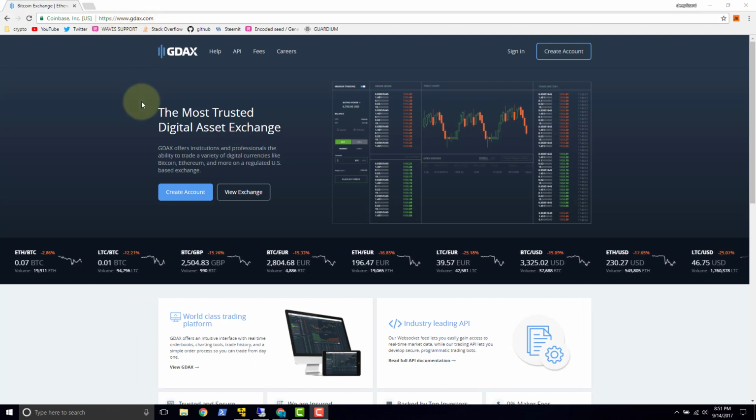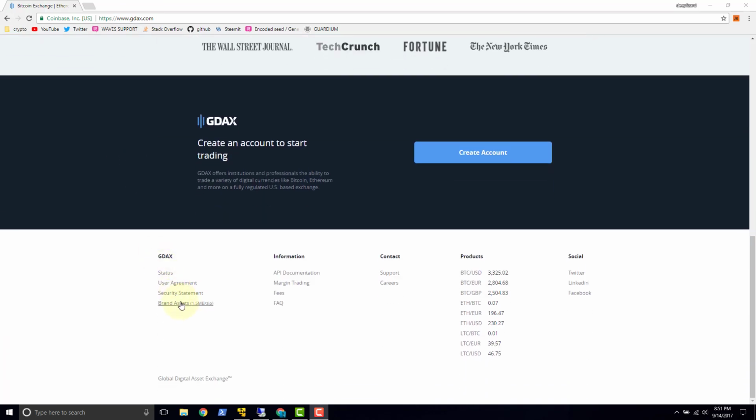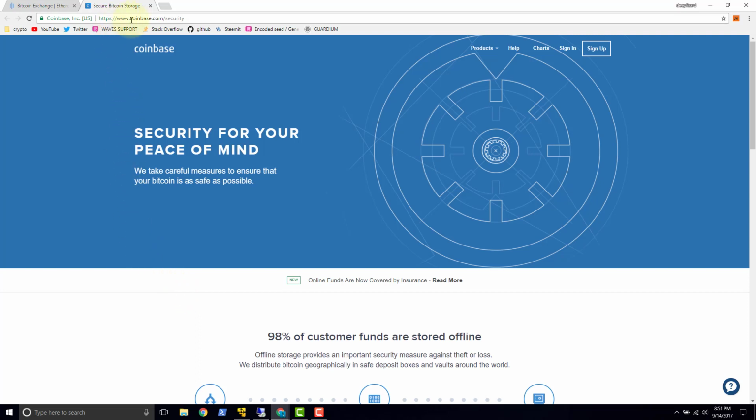Go to GDAX.com, which is where we are here, and then scroll down to the bottom of the page to security. We click on security statement. First thing to notice, like we talked about before, we're at now Coinbase.com/security. The reason we're at Coinbase is because GDAX is a Coinbase company. They tell us security for your peace of mind. We take careful measures to ensure that your Bitcoin is as safe as possible. It's exactly what we want.